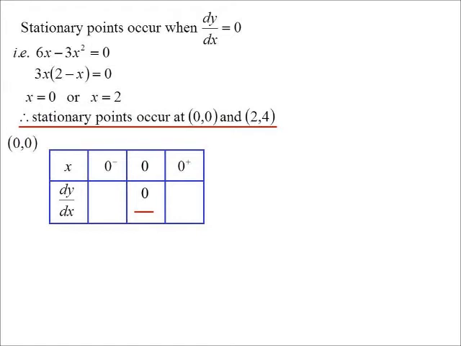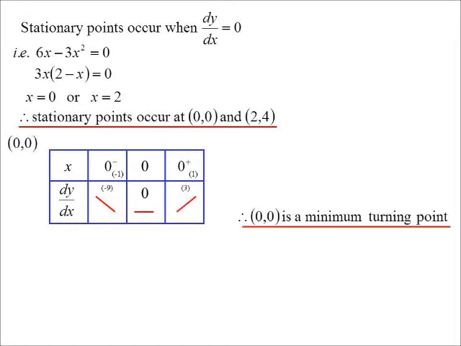So on the left-hand side, I chose -1. So you write down, okay, this is the number I've chosen to inspect. At -1, the derivative turns out to be -9, and I just draw myself a little line, so okay, that's decreasing. I know that's going down. Let's pick a number on the right-hand side. Again, it has to be before 2. I'll pick 1. At x = 1 the derivative is +3. Therefore, (0, 0) for this graph is a minimum turning point.